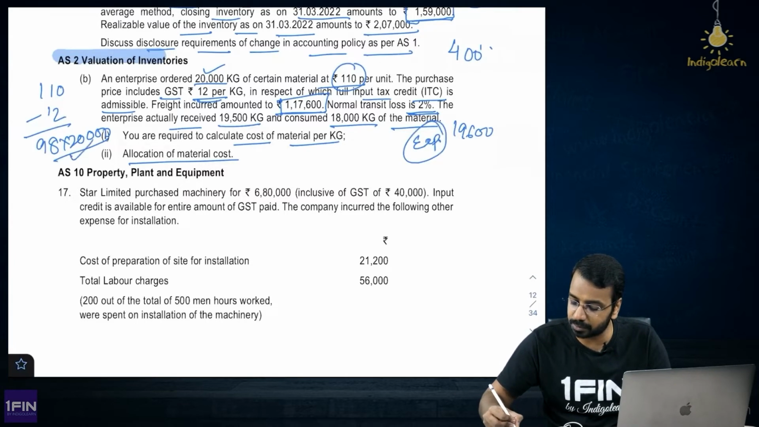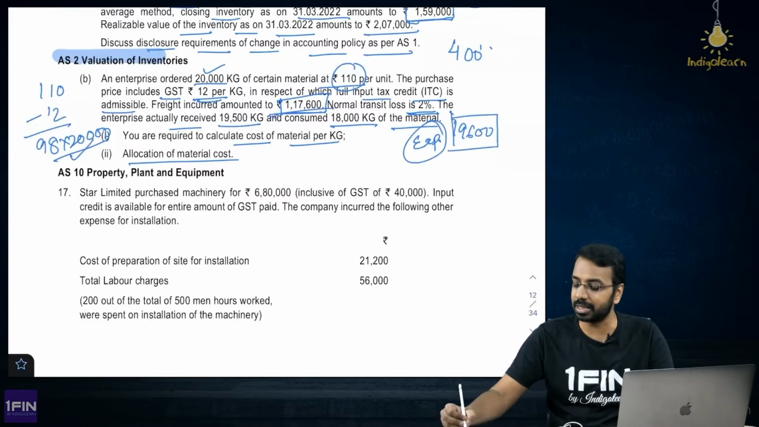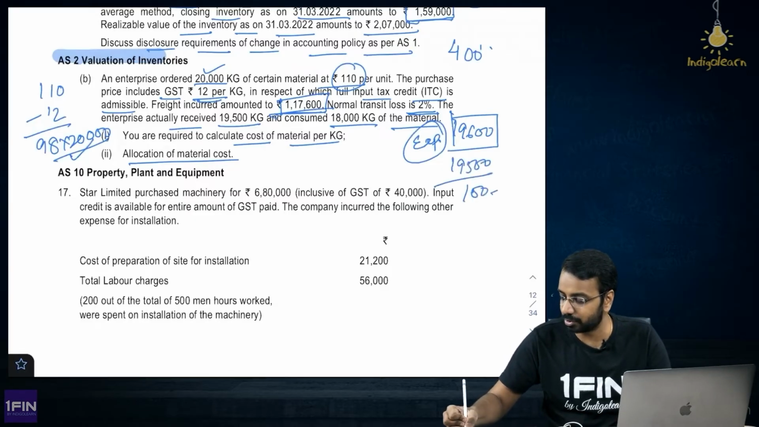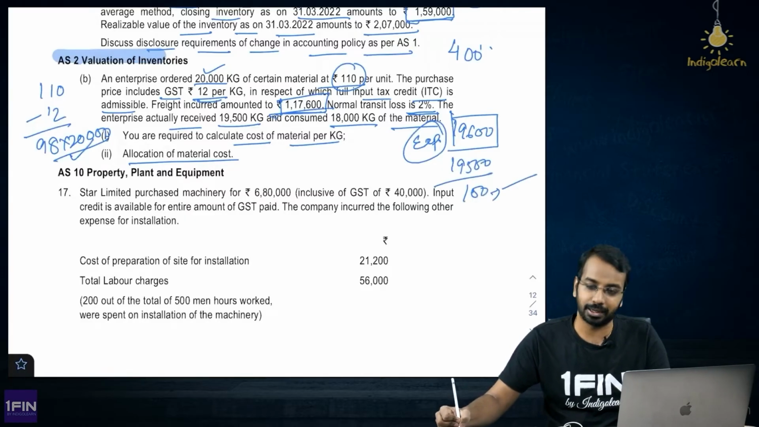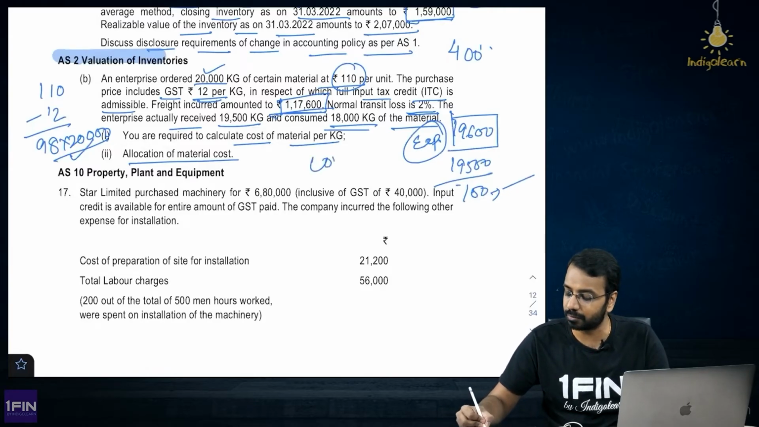Whatever is the cost you get, this purchase cost plus freight, that you will spread over 19,600. Then you received how much? 19,500. 100 is the abnormal loss that you will calculate. And out of 19,500, 18,000 is consumed. So that is cost of material consumed. And how much will be left in inventory? 1,500. 1,500 will be your closing inventory.